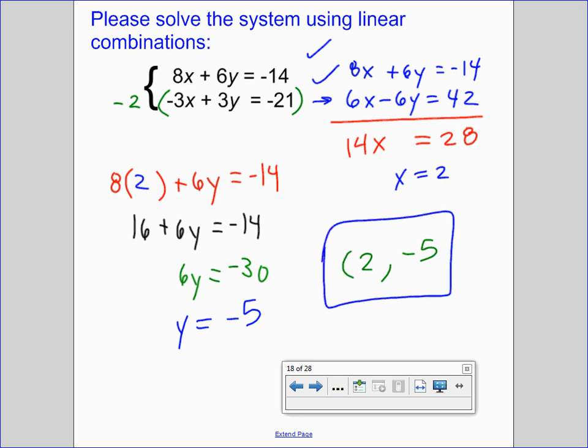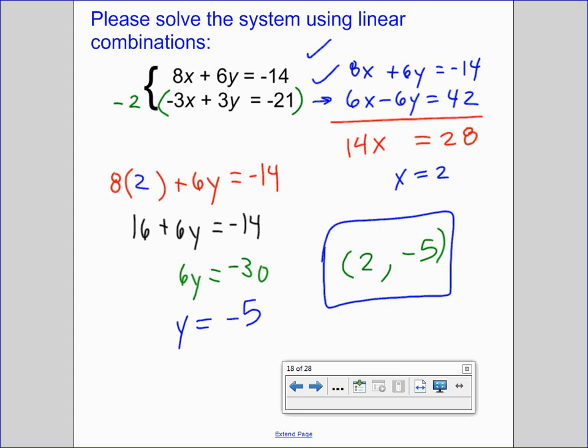That's correct. So raise your hand if you also got 2, negative 5. Great work, you guys. And if you didn't, that's okay. Just want to make sure that you correct it. Make a correction here so that you can produce 2, negative 5.